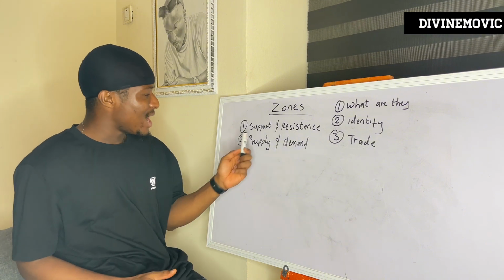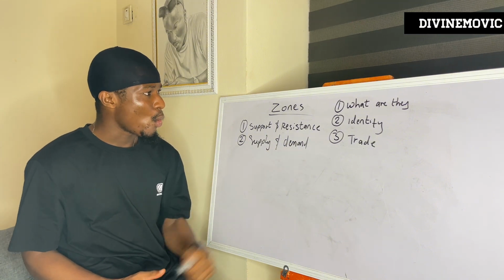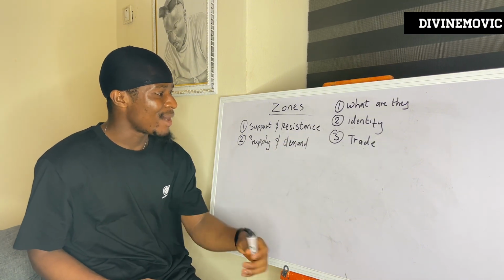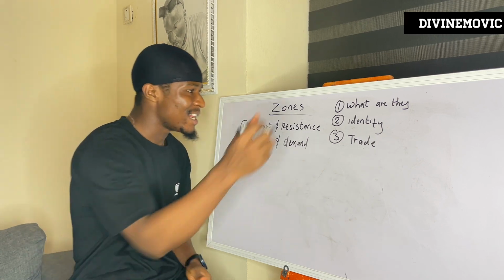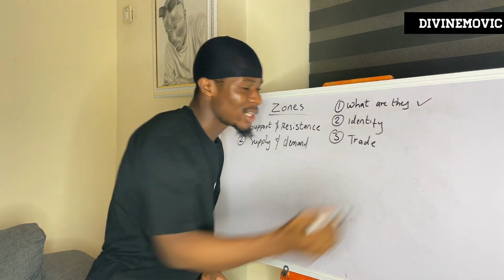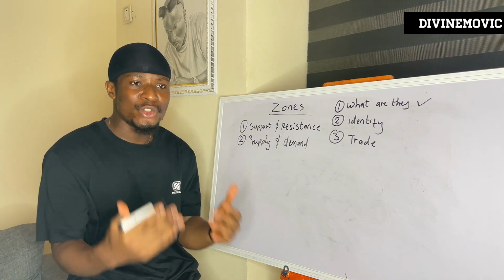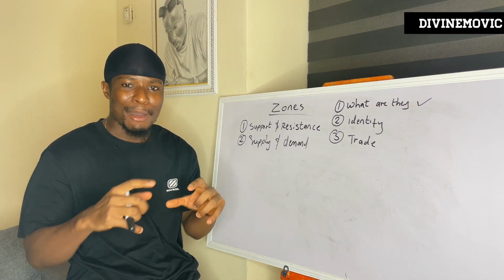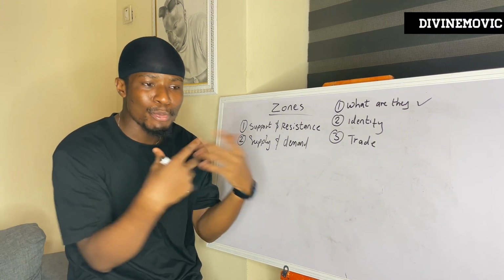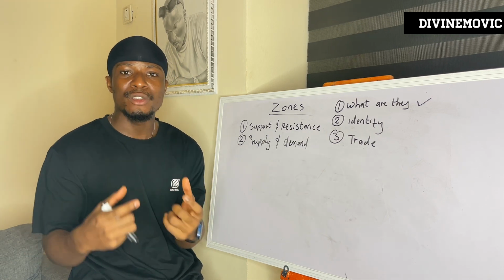First, let's talk about support and resistance. What are they? How can we identify them and how do we trade them? Let's start with this one. What are they? Now, support and resistance are simply zones or areas that buyers or sellers are agreeing to buy from or agreeing to sell from.